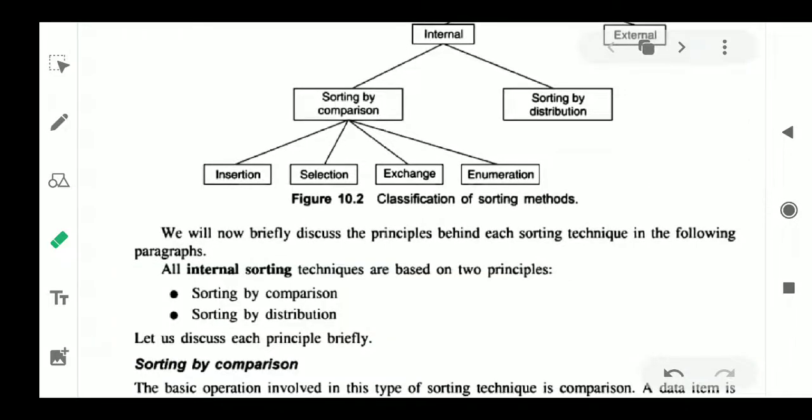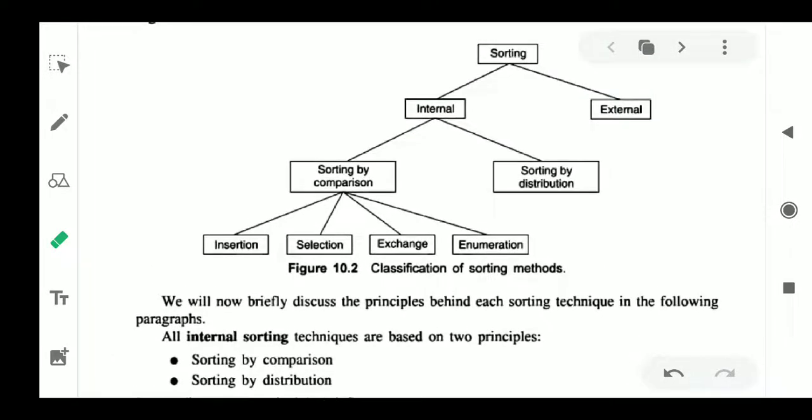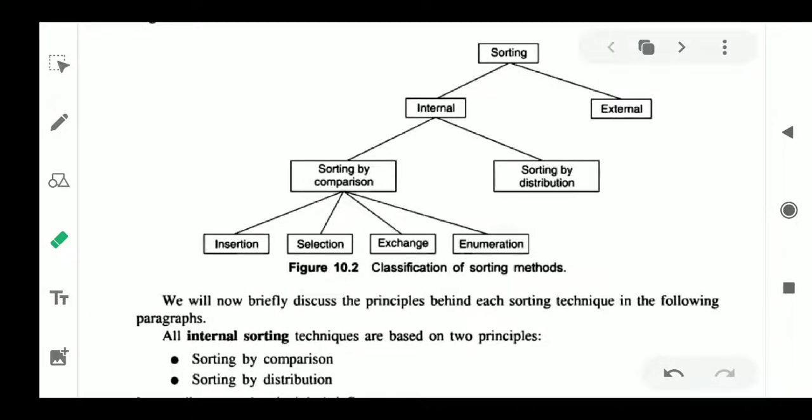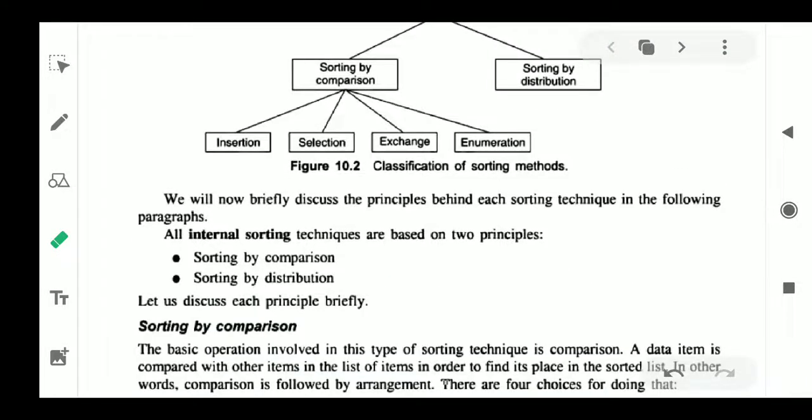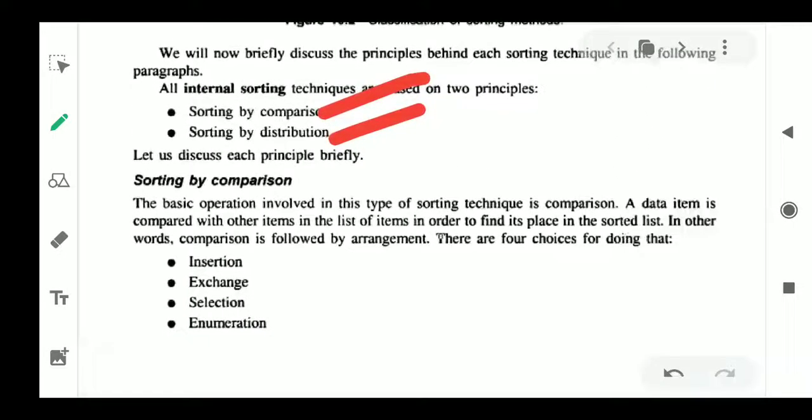And we will also understand which techniques come under internal sorting. We have already understood what internal sorting is. Under internal sorting, we have the categories sorting by comparison and sorting by distribution. So internal sorting is classified into two types again: one is sorting by comparison, the other is sorting by distribution. Under sorting by comparison, we have techniques like insertion, exchange, selection, and enumeration.